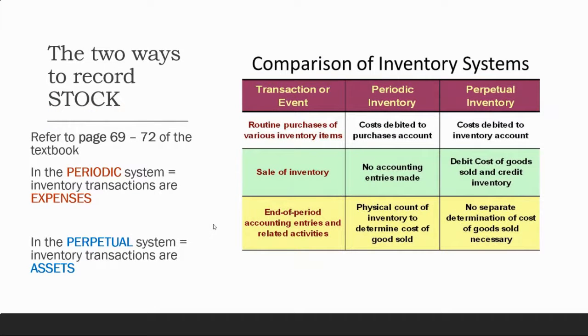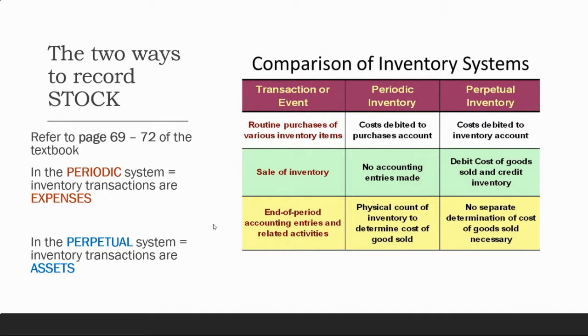Then the last thing in Learning Unit 2, this is where we start to talk about the different inventory systems. There are two inventory systems. You need to know the difference between the two. In your textbooks, they have a very good example to show you the transactions and how they differ between the two systems. Make sure that you understand this.